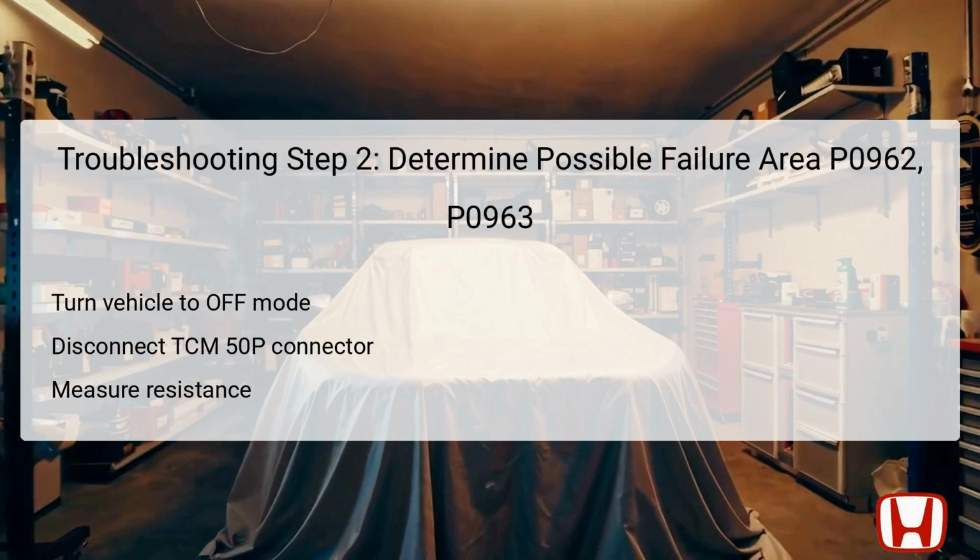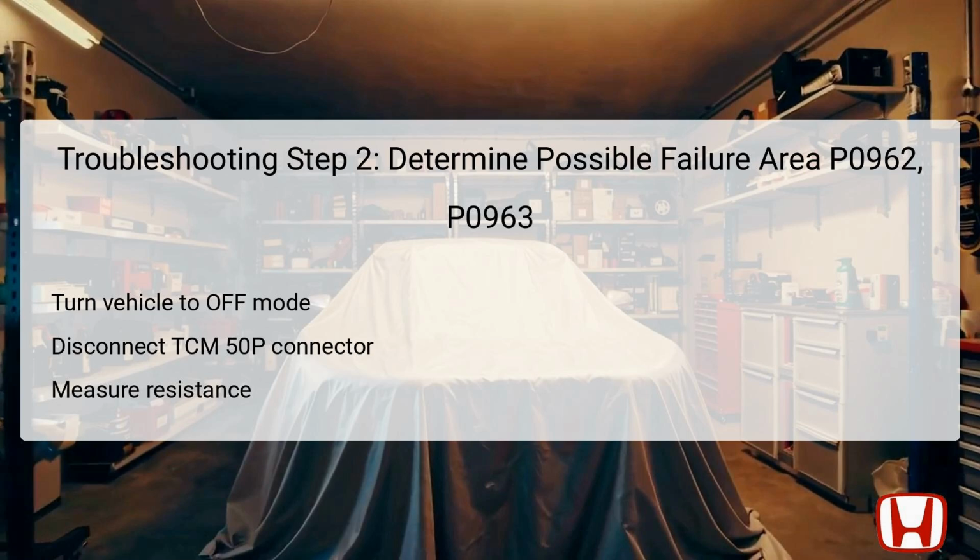In the second troubleshooting step, we aim to pinpoint the possible failure area behind the DTCs. Start by ensuring the vehicle is turned to the off-lock mode to prevent any electrical mishaps during testing. Then, disconnect the TCM50P connector, which links the transmission control module to the vehicle's electrical system. This step is crucial as it isolates the TCM from the circuit, allowing for accurate resistance measurements.